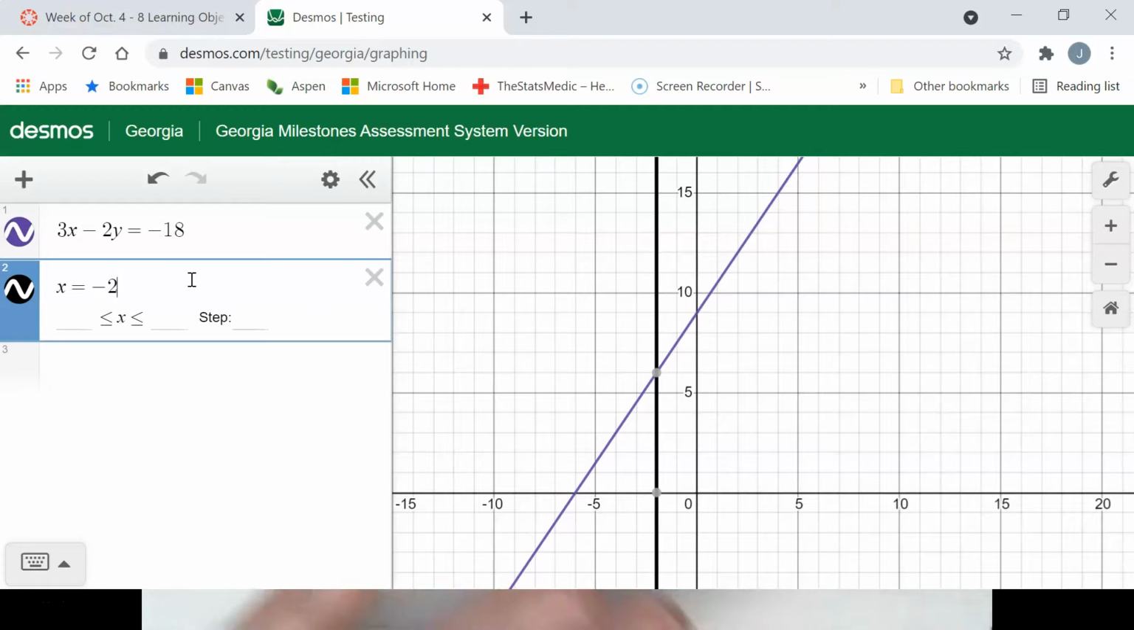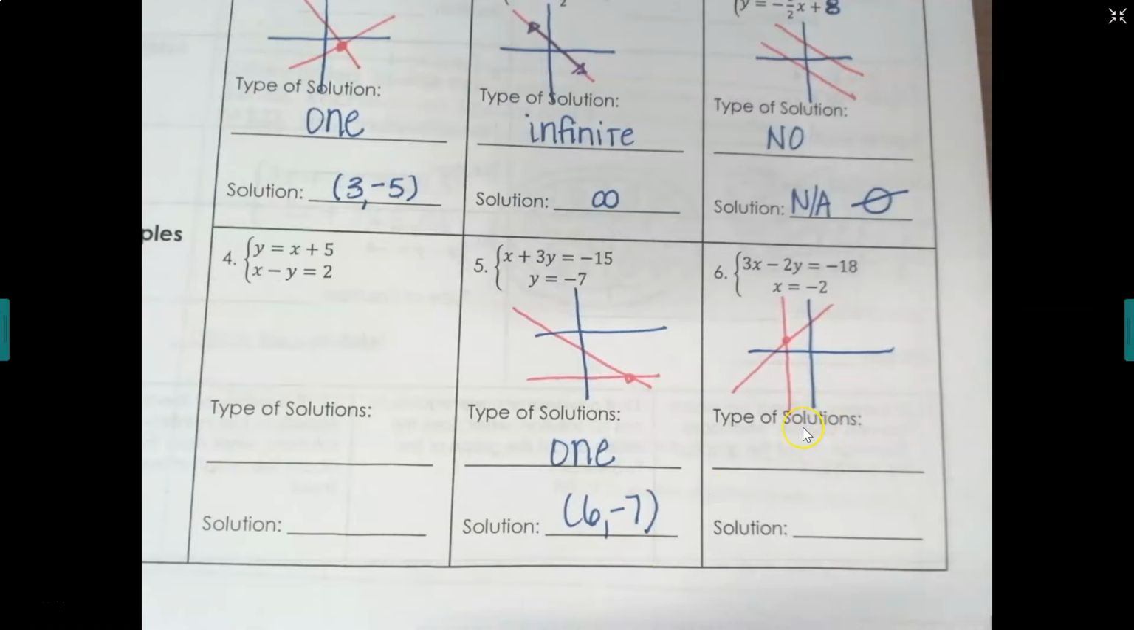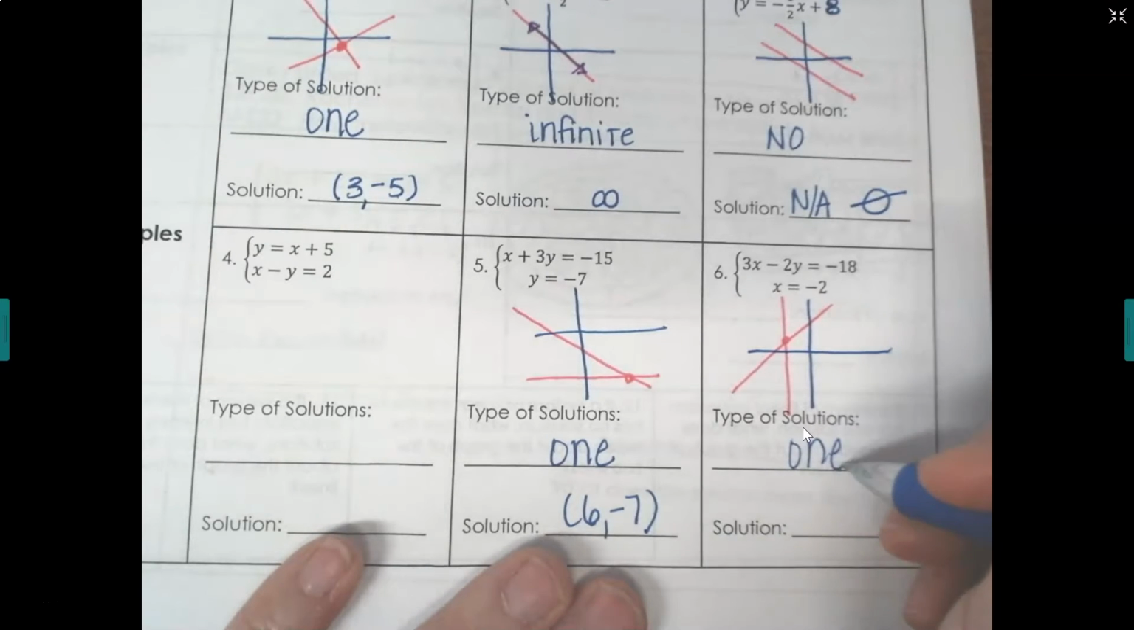So real quick before I flip this over, I'm going to make a sketch of this. So I know I have a straight up and down undefined line. And then I have another line that's going to come through it. Okay, so I have my quick sketch. Looks something like that, just kind of giving me an idea. The lines cross once, so there's one solution.